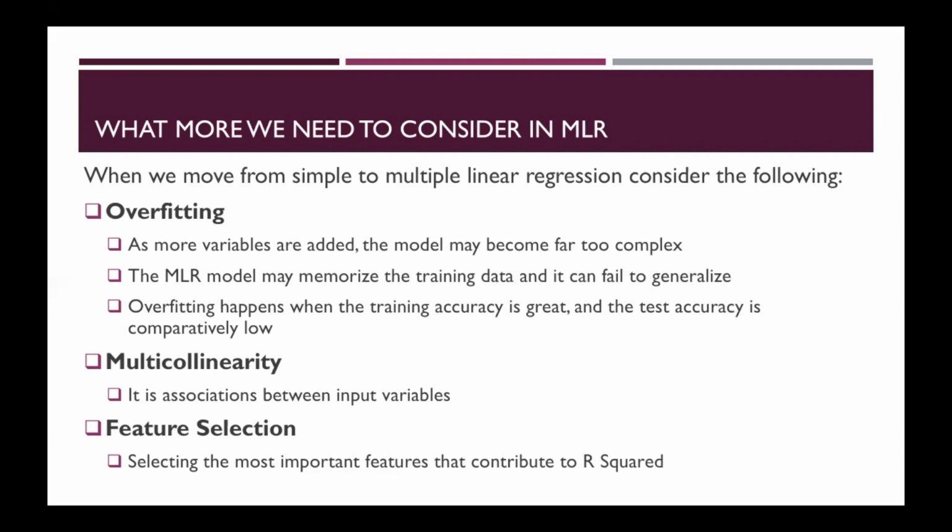So we have to avoid overfitting. We will see what all treatment is done on the data and the models to avoid overfitting. Apart from overfitting, we have another concept called multicollinearity. This is something that we had already discussed in the assumptions also. Multicollinearity is the association between input variables.